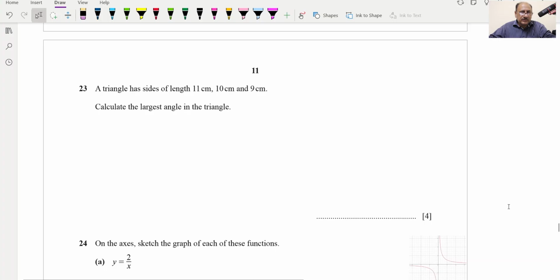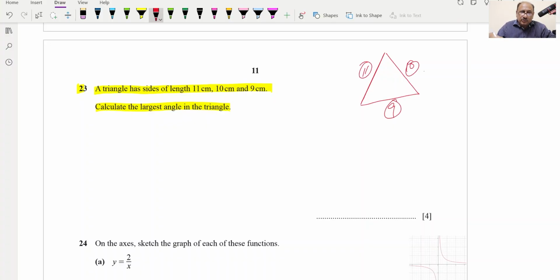Now question number 23. Question 23 says a triangle has sides of length 11, 10, 9 centimeters. Calculate the largest angle in the triangle. So if we roughly draw a small triangle just for understanding purposes, this is 9 centimeters, this is 10, and this is 11 centimeters. So now we can label this as A, B, and C.